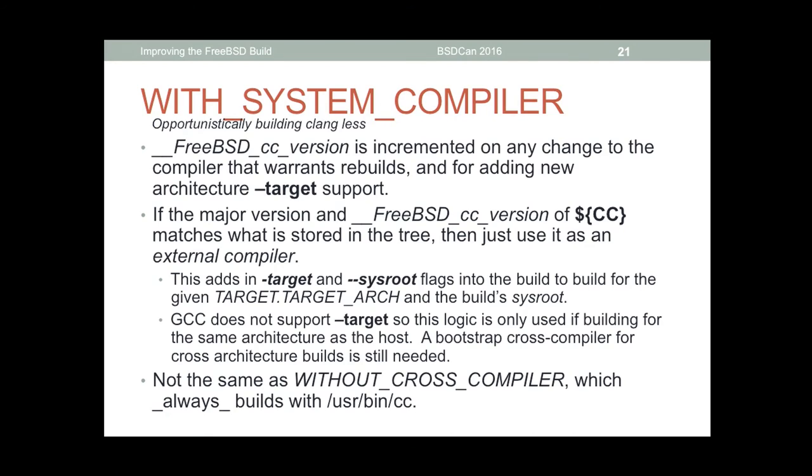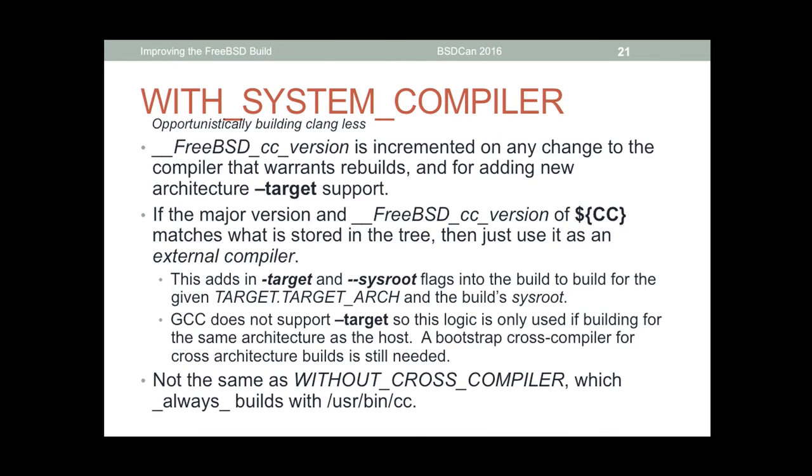This uses the target and sysroot flags for clang. Because the sysroot's needed to make sure you're building against the new headers and libraries in WorldTemp. As I said, GCC does not support the target flag. So if you're on a platform that's using GCC, then this feature only works if you're building for your native architecture. It'll still skip building GCC, but only for your native architecture. GCC is relatively fast to build compared to clang, so it's not as big of a problem.